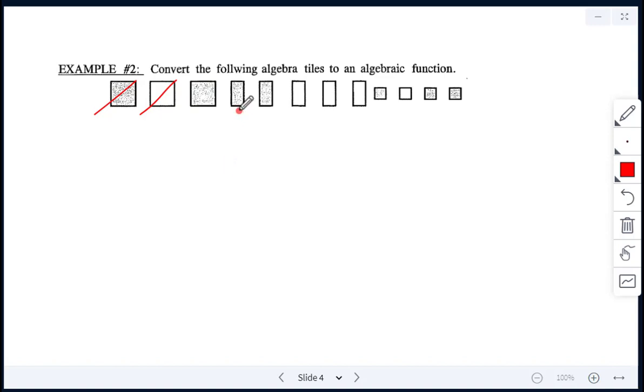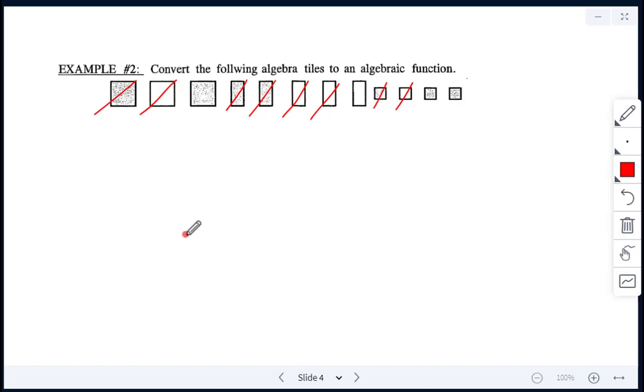Here we have 2 rectangular shaded tiles and we have 3 unshaded tiles. A positive and a negative will cancel each other out. A positive and a negative will cancel each other out. Same thing. Now we are left with the little squares. A shaded and unshaded cancel each other out, and we're left with 2 shaded.